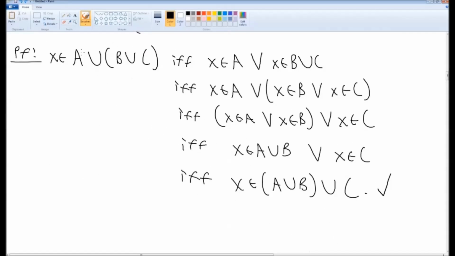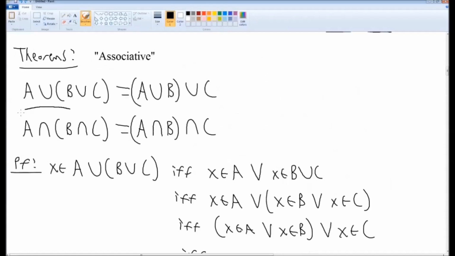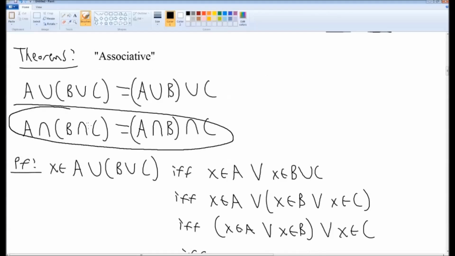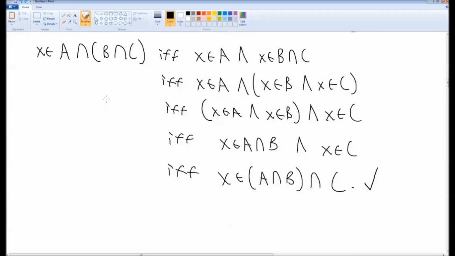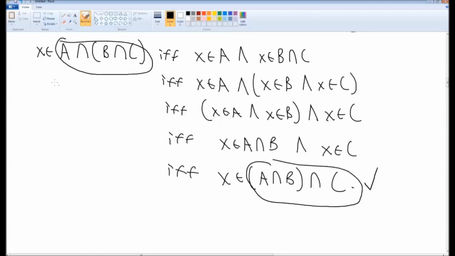Notice the associativity of the set followed from the associativity of the logical operator or. To prove the second one, all we've got to do is change all our ors to ands and unions to intersections. But other than that, the proof is exactly the same. So here's the proof that the intersections are associative.